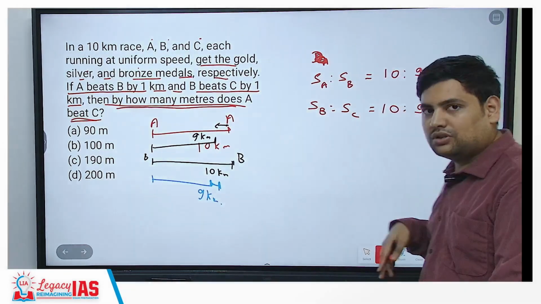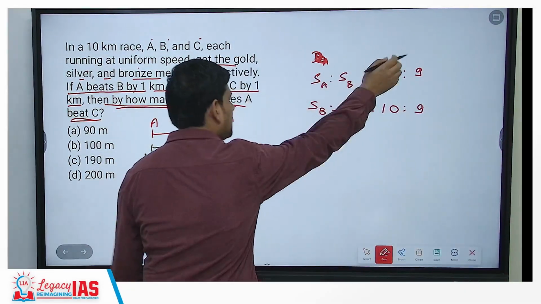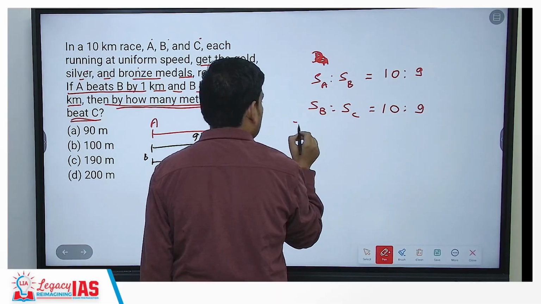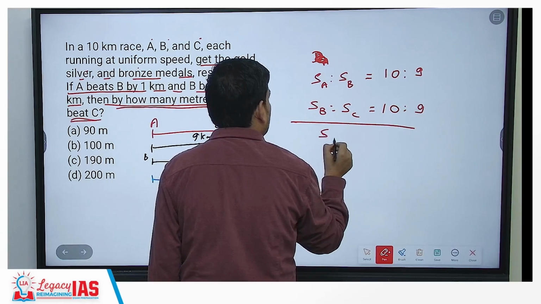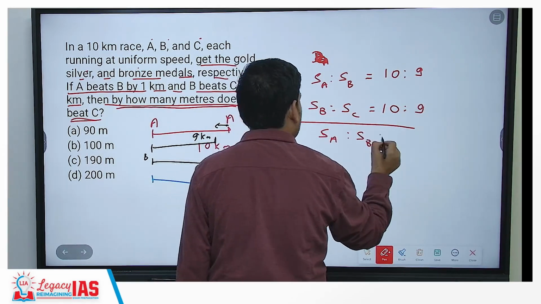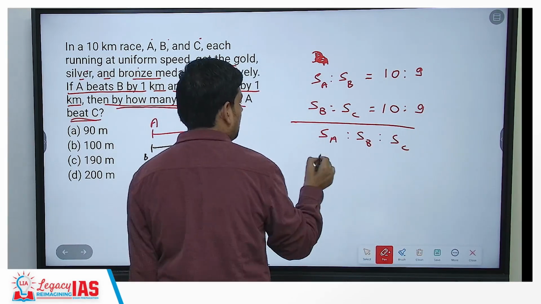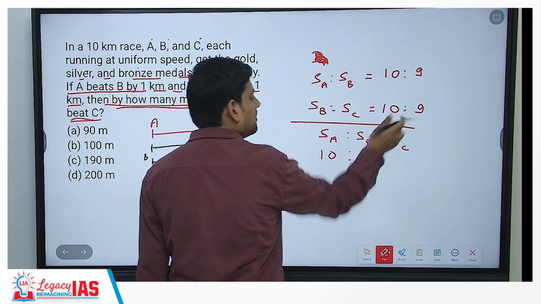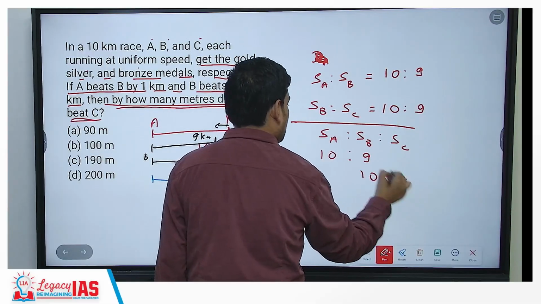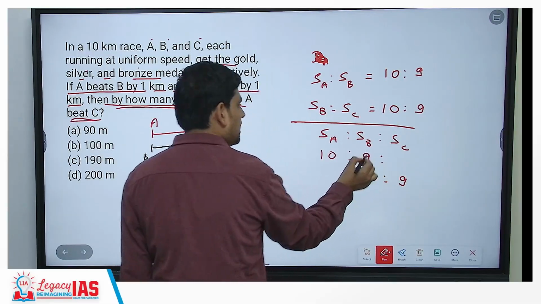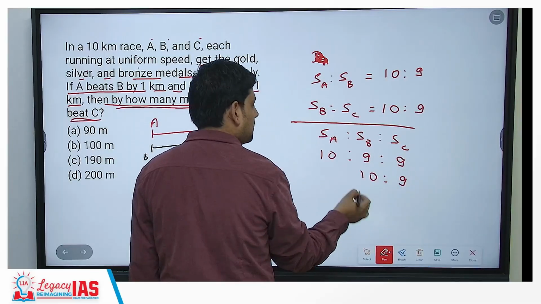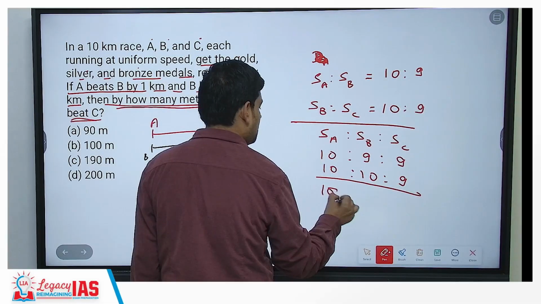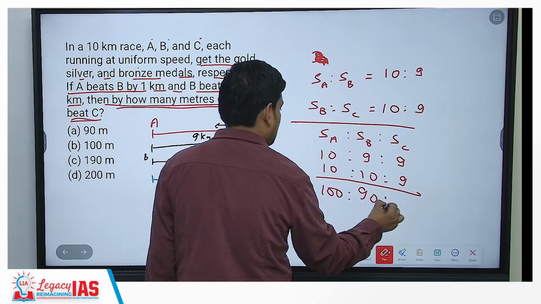So you have found both the ratios. Now you can simply find the ratio of speed of A and speed of C. How you can find the ratio? If you remember anything, it used to be like speed of A ratio speed of B ratio speed of C will be what? You just write the ratios like this. So 10 ratio 9, and this is B ratio C. So this is 10 ratio 9 again. Then whatever is there in the neighboring place, you write there also. So what you got? You got 100 ratio 90 ratio 81.